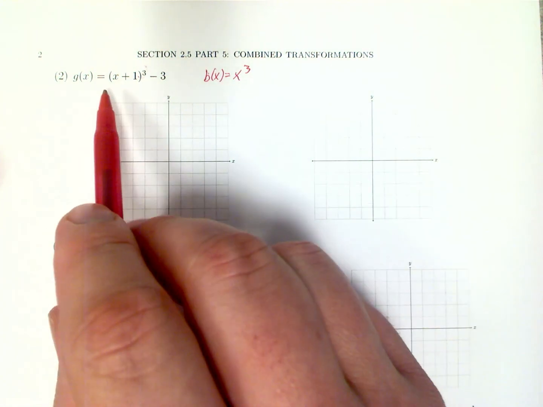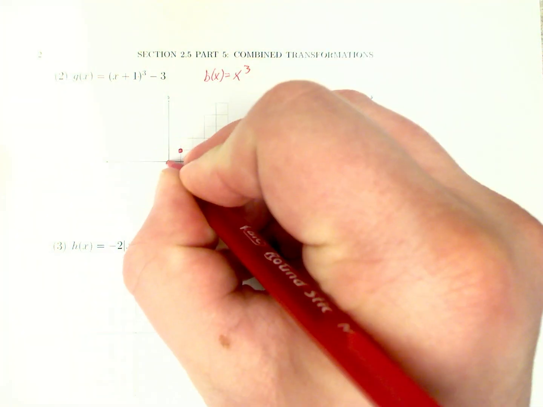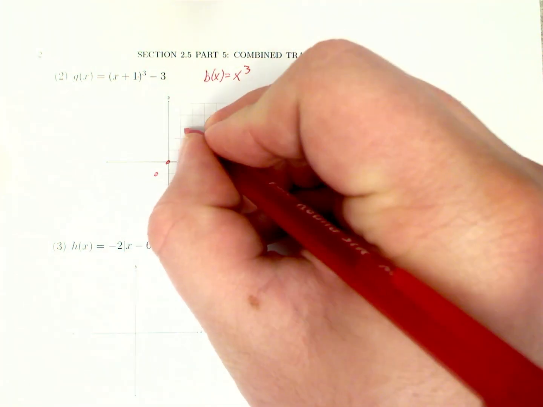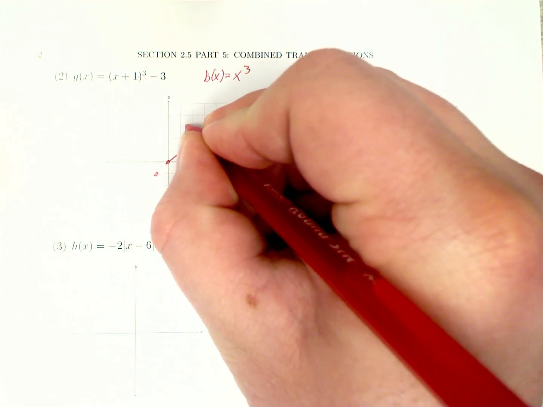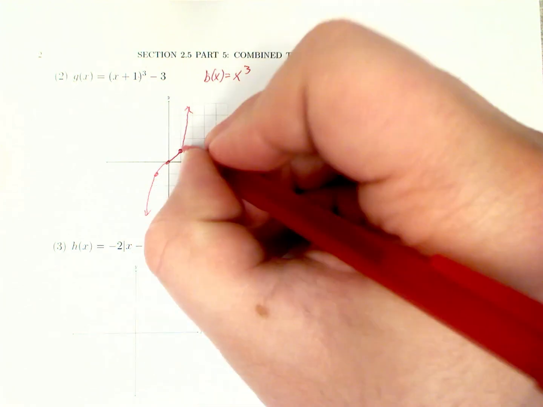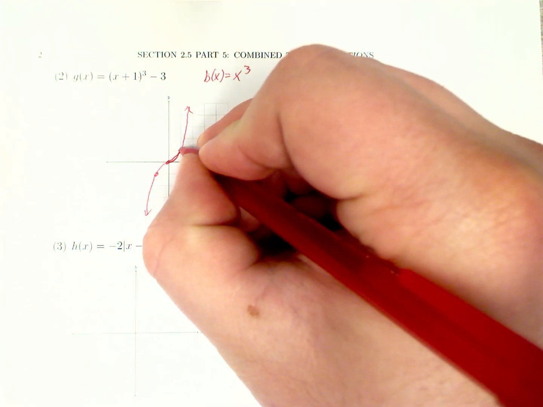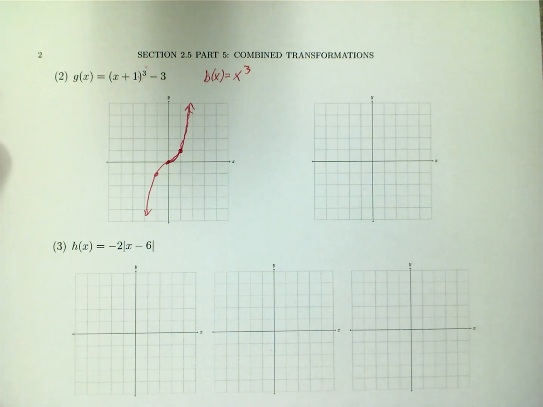But x cubed, the base graph, we go 1, 1, 0, 0, negative 1, negative 1. And then, so sort of a half parabola up, sort of a half parabola down. Maybe give it more parabola look there. But this is our base graph.